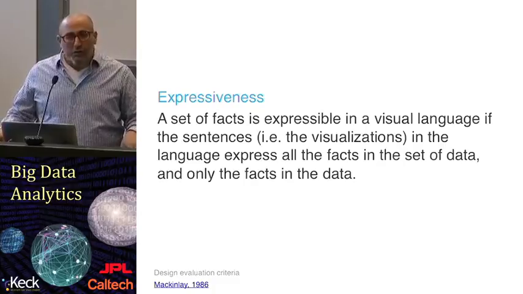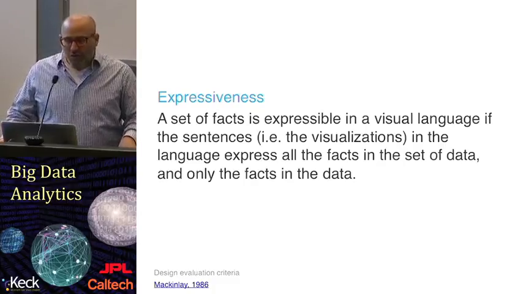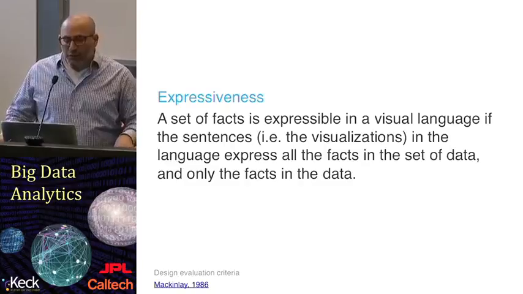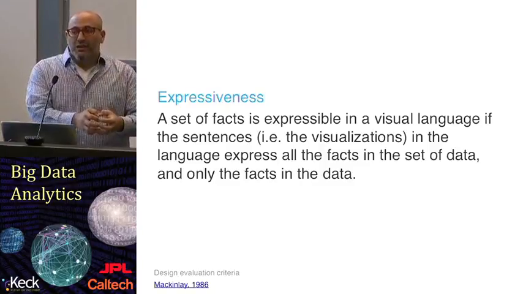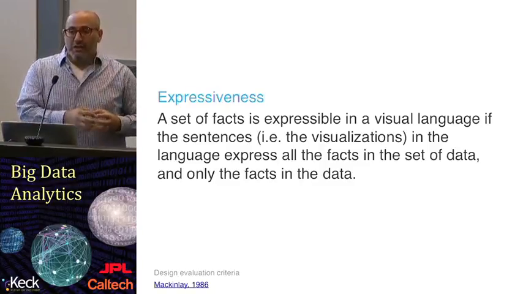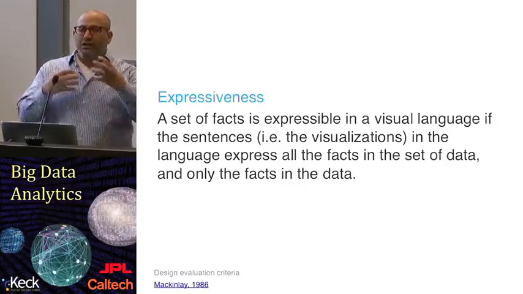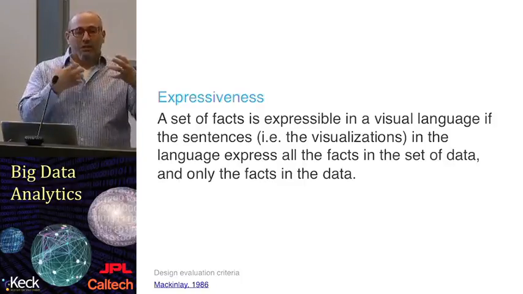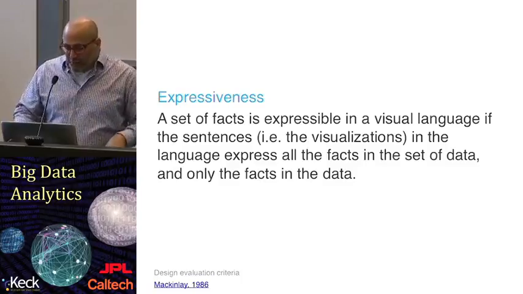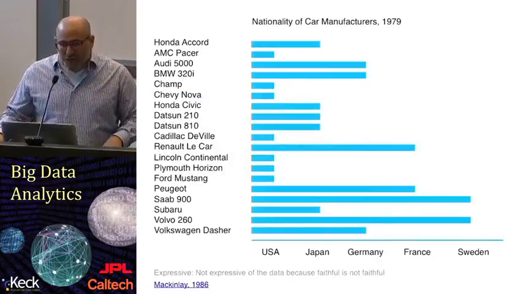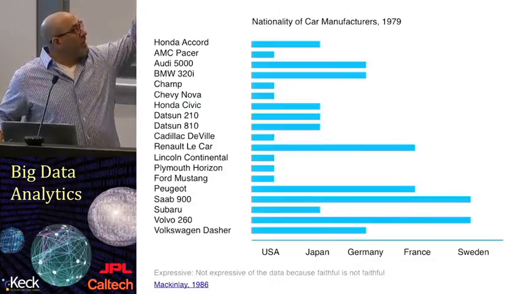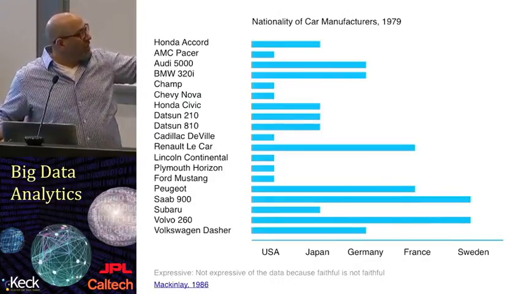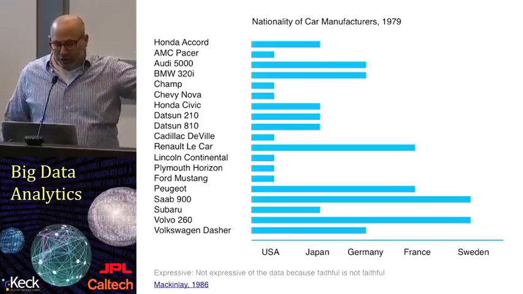And here I've chosen McKinley's description, which is the idea that visual graphics need to express all the facts in the data and only the facts in the data. This is something that's very easy to accidentally violate. And I'll give you a quick example. So here you see a data set that shows you the relationship between a different number of car manufacturers and the country in which they're manufactured.